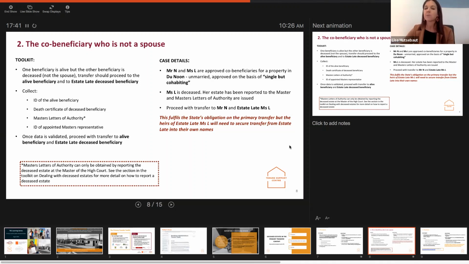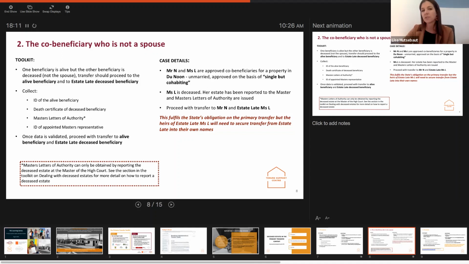So what your title deed would actually look like in this scenario, it would show Mr. N and estate late Miss L. That's how your title deed's actually going to look. I just want to point out that writing in the red there, this process will fulfill the state's obligation on the primary transfer. So the state can tick that one off its list. My primary transfer has happened, I've transferred it to somebody.